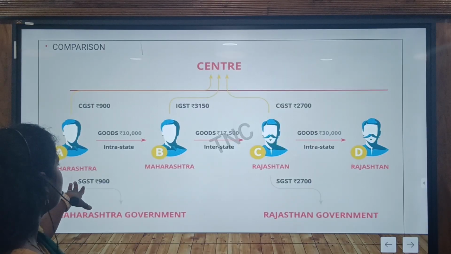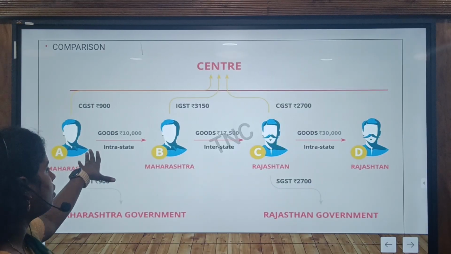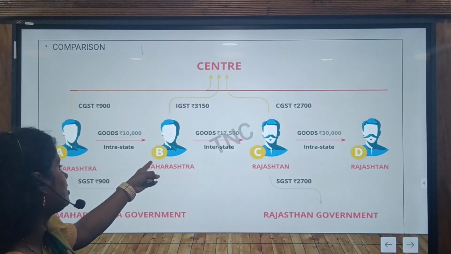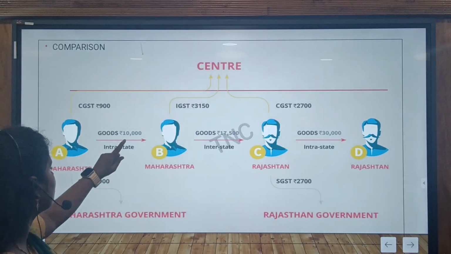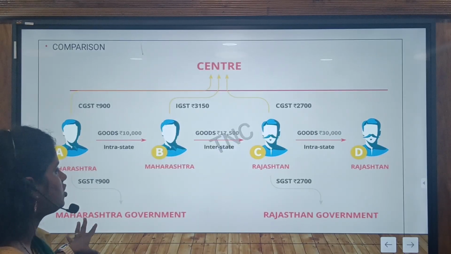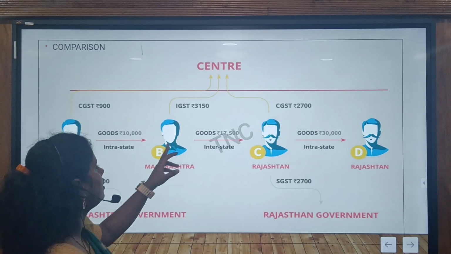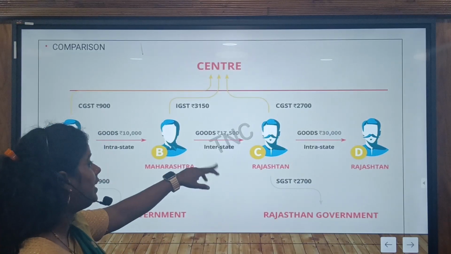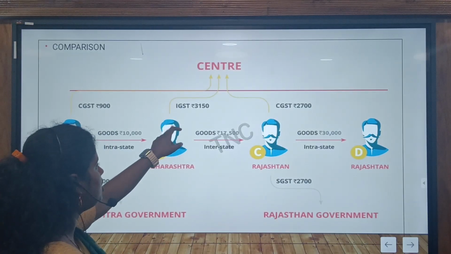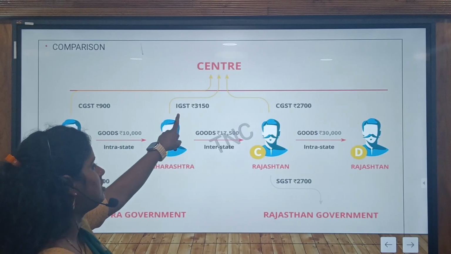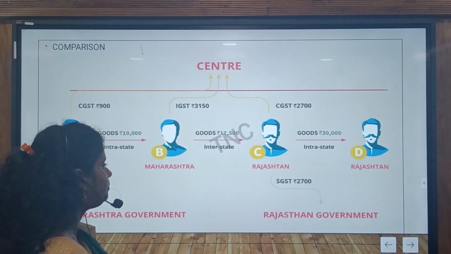First, Maharashtra: if the goods are going to be sold from person A to person B within Maharashtra, that is intrastate, so the CGST is going to be 9% and SGST 9%. The same will take place within Maharashtra. And from Maharashtra to Rajasthan, where goods are sold, that is interstate, the IGST plays a very important role, where there is an IGST of 3,150.